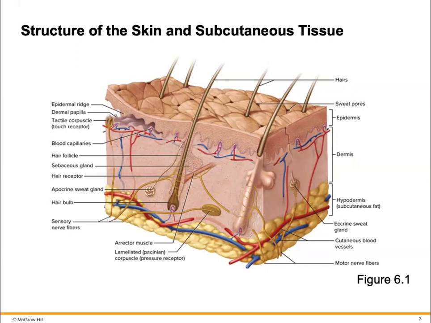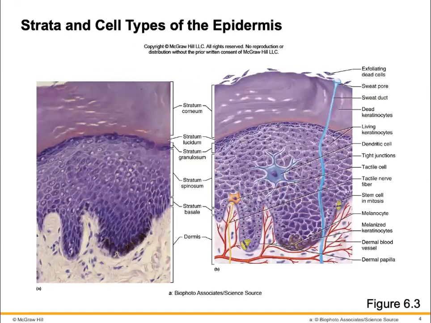And our nonverbal communication is also important in our own self-image. So now that you have the overview of the structures of the skin, we are going to focus specifically on each of the layers, starting with the epidermis. So the epidermis is keratinized stratified squamous epithelium.